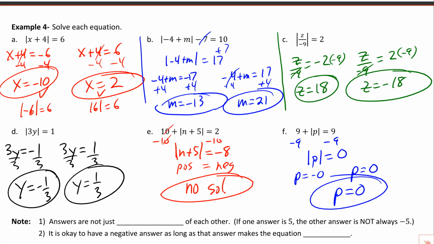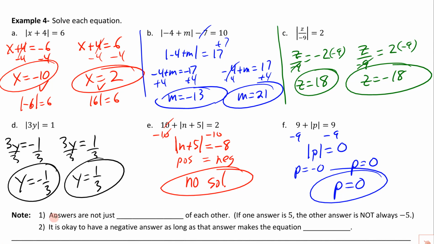Okay? All right, last little bit here, just a couple notes to remind ourselves of. The answers are not just opposites of each other. There are some people that kind of get lulled to sleep and they think, oh, well, gosh, I did this and I got 18 on one, so the other one's got to be -18, or I got 1/3 on one, the other one's got to be -1/3. That is not the case. It does happen occasionally, but you don't rely on that. So please don't get an answer of 5 and just say, oh, the other one's automatically -5. That is not always going to happen. In fact, most of the time it's not.